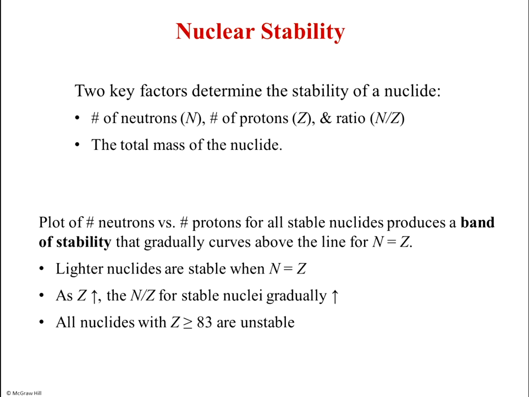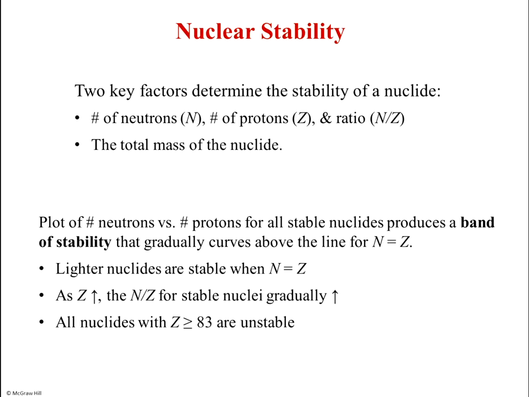Now, at low values, we find that nuclides are typically stable when the number of protons and the number of neutrons are roughly the same. But as the total charge of the nucleus goes up, as the mass number for the system goes up as well, we find that the ratio of neutrons to protons goes up for stable nuclei. And then we find out that all nuclides with Z values greater than or equal to 83 are unstable.